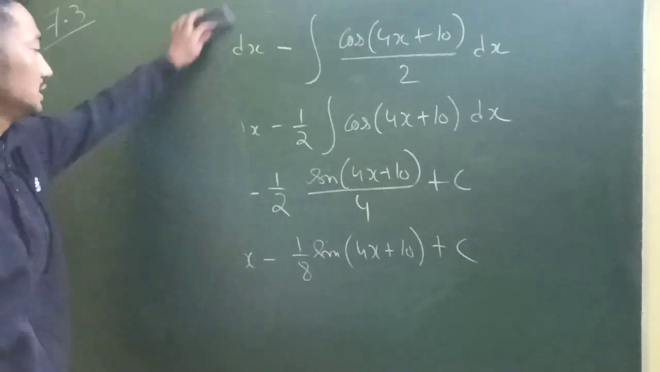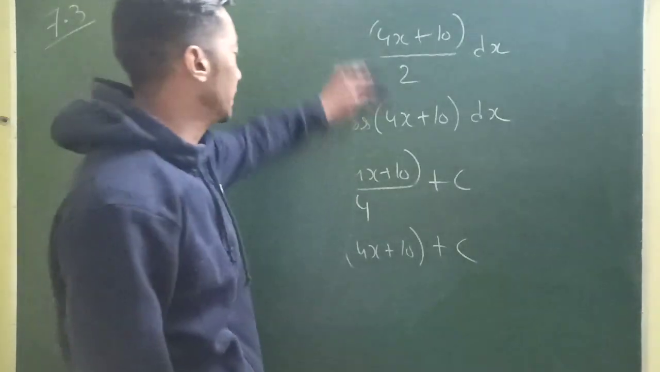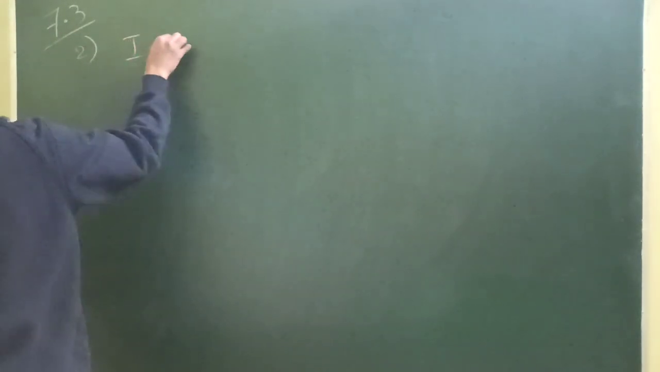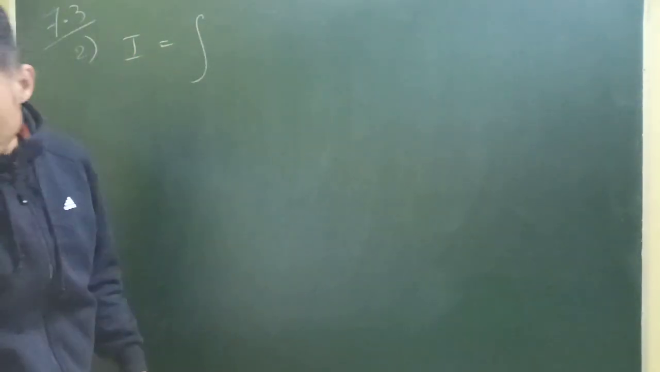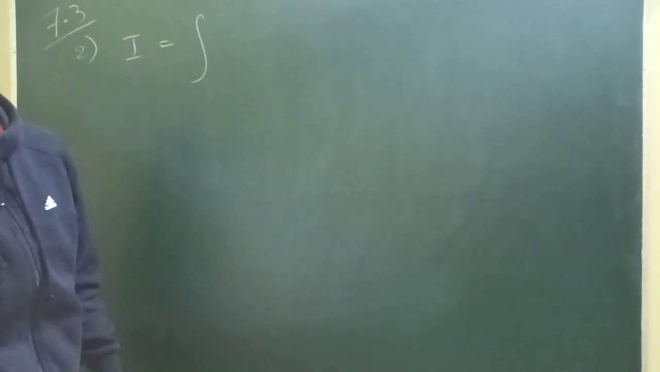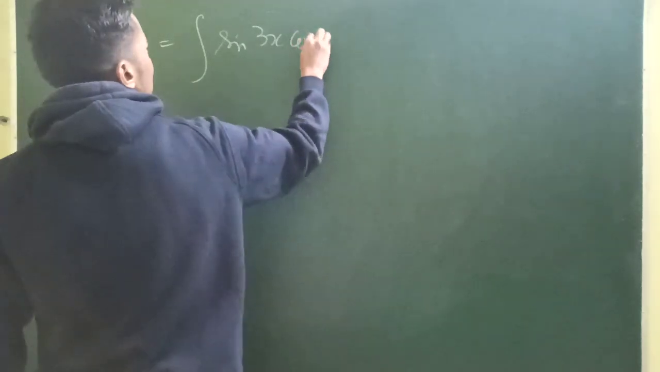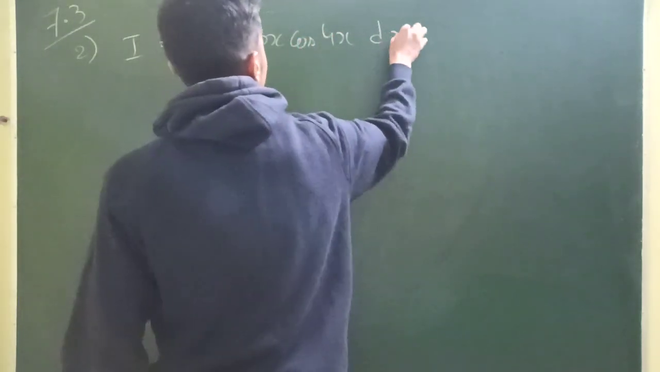Let's move on to the other question then. Question number 2 says integrate the function sine 3x cos 4x with respect to x.